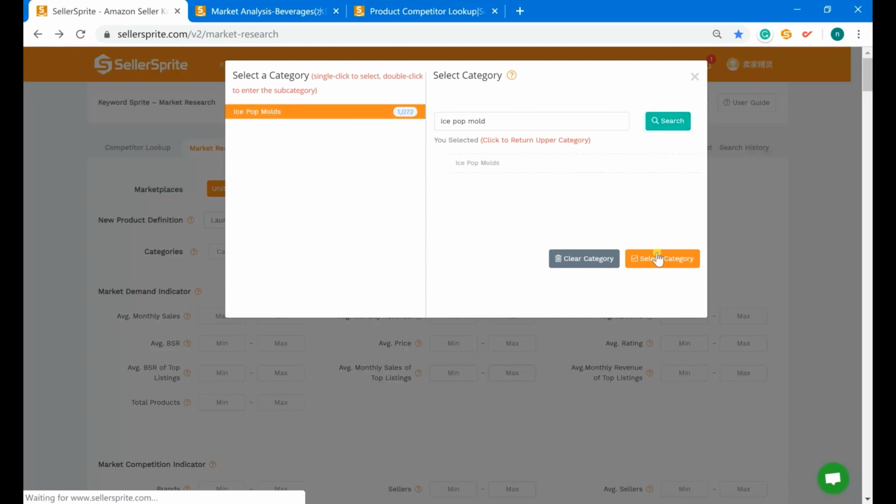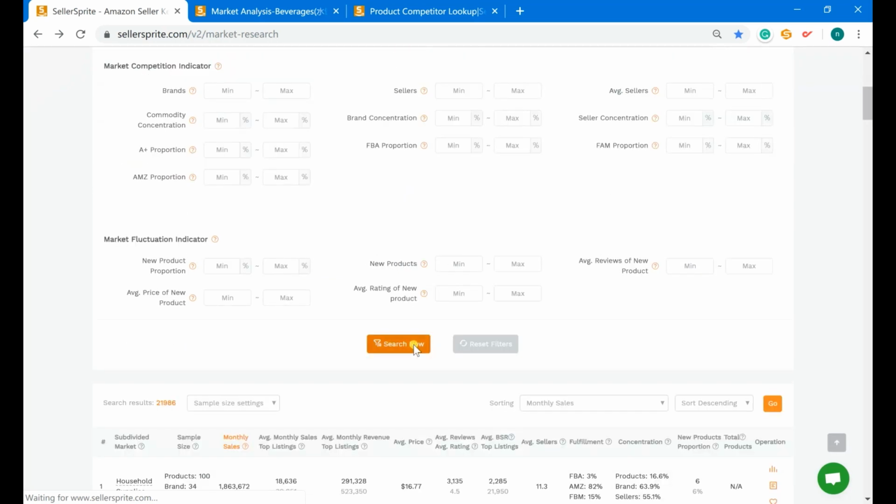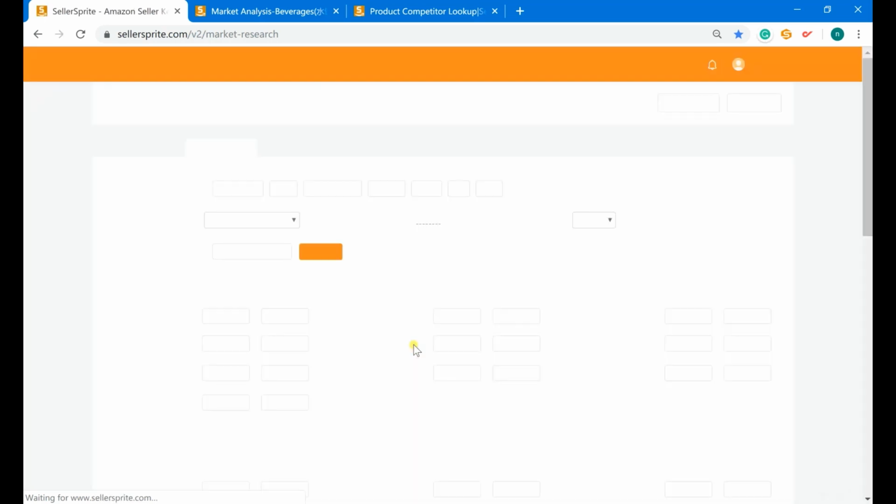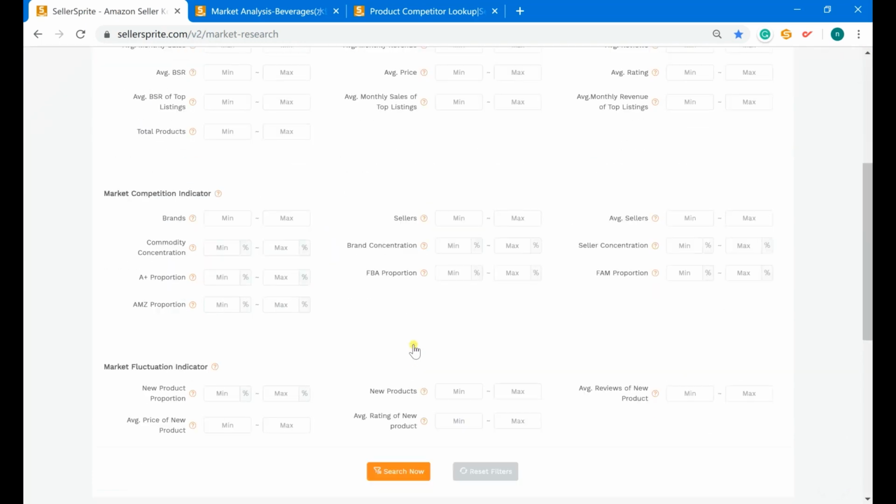Confirm, select, and search now. You will get the report for ice pop mold at once.